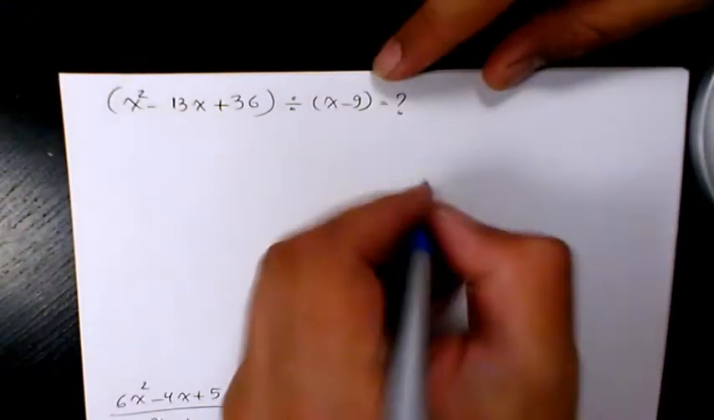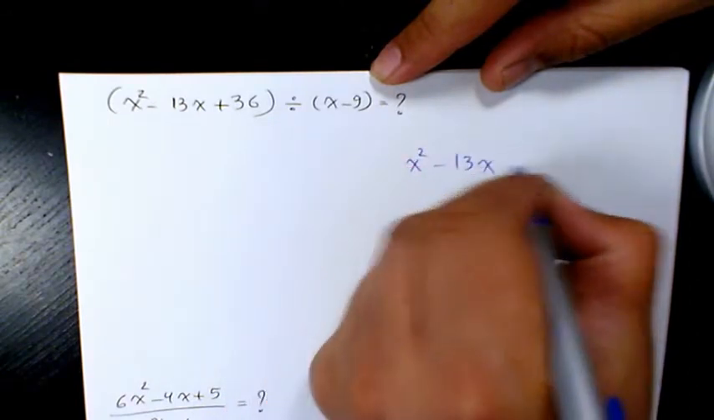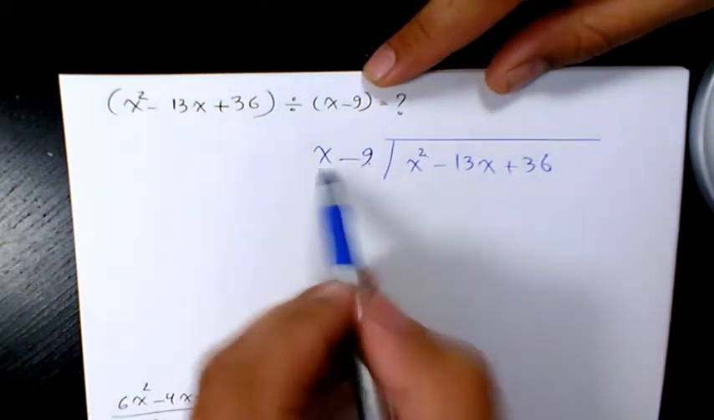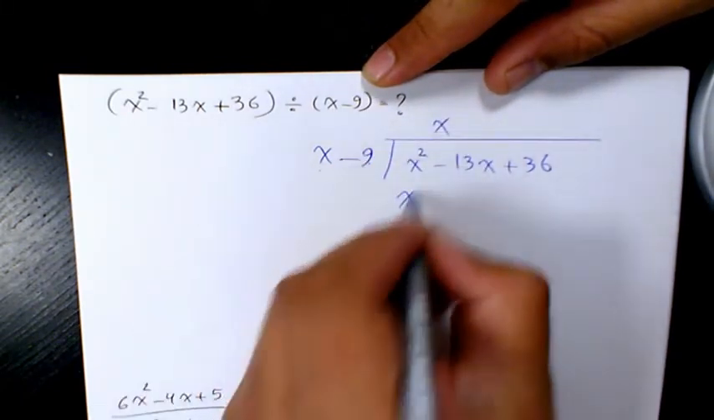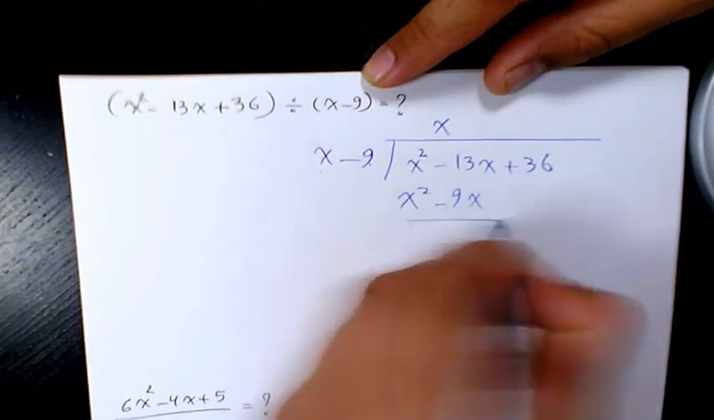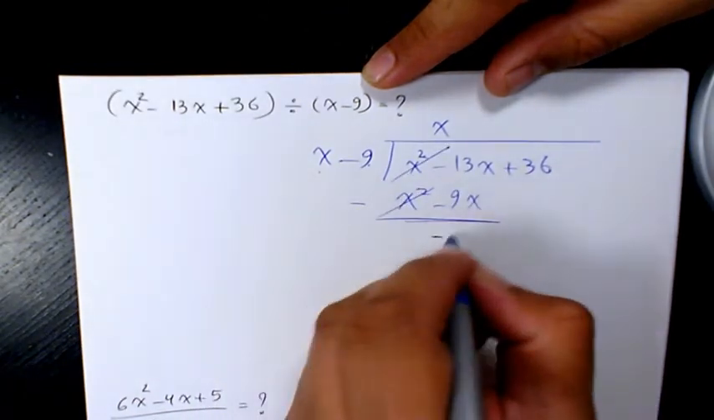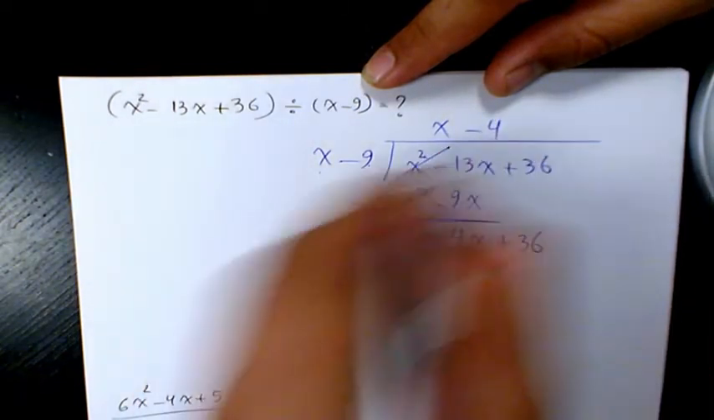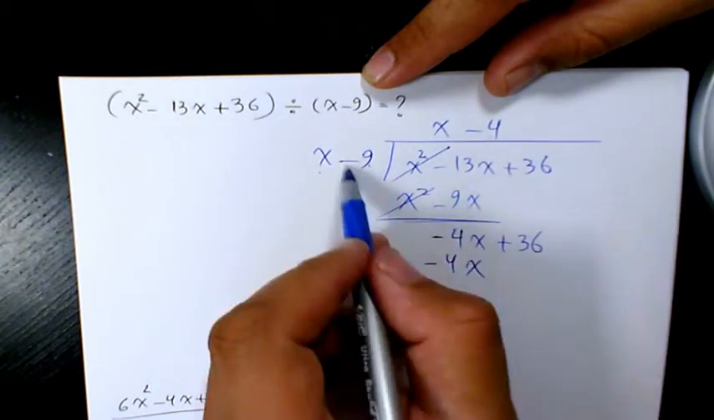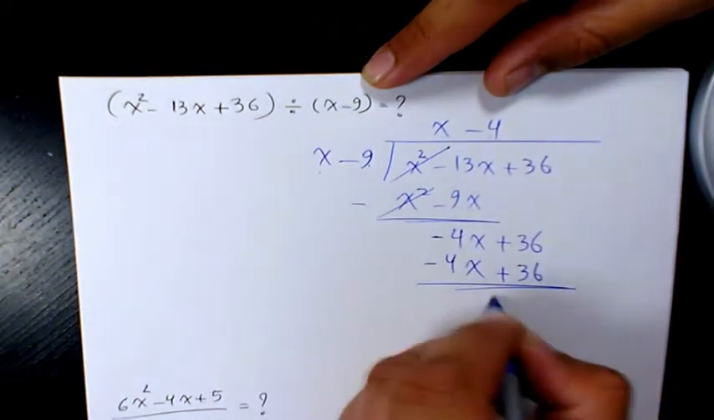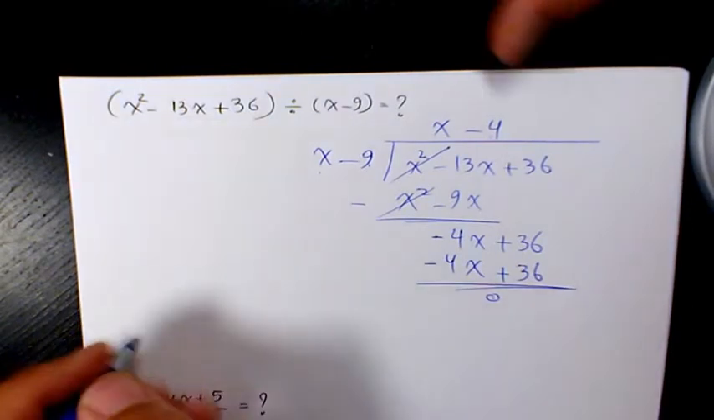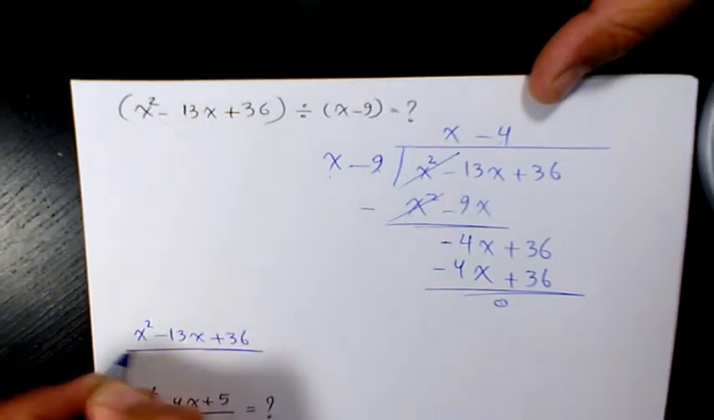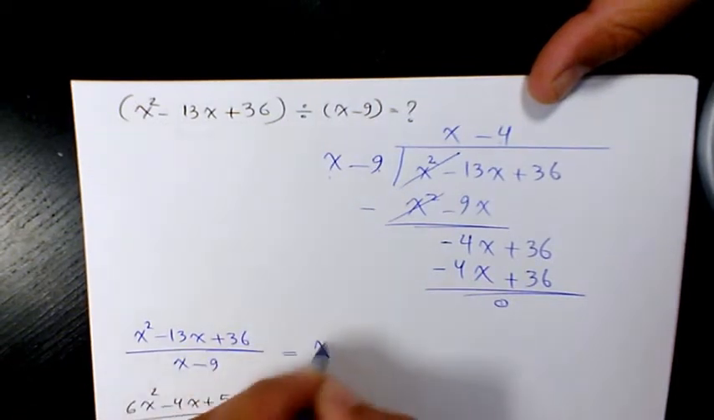Next example, x squared minus 13x plus 36 divided by x minus 9. x squared divided by x is going to be x. x times x, x squared. x times negative 9, negative 9x. When you subtract it, these two cancel out, and we have negative 4x plus 36. Negative 4x divided by x is negative 4. Negative 4 times x, negative 4x. Negative 4 times negative 9 is going to be positive 36. They cancel out, and the remainder is 0. So x squared minus 13x plus 36 divided by x minus 9 is x minus 4.